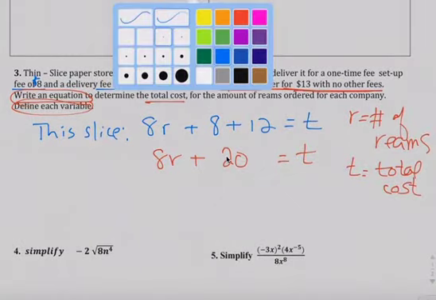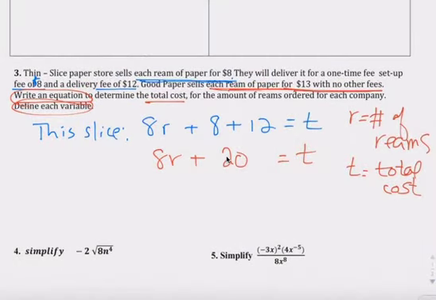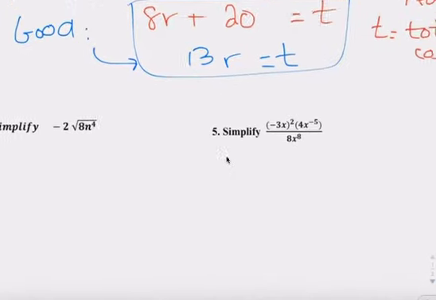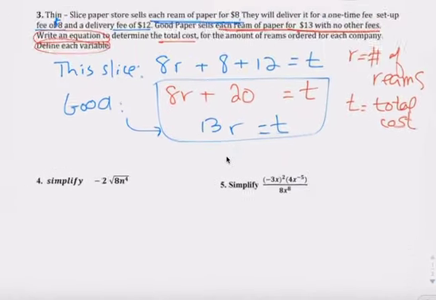And then the other company, Good Paper, is $13 for each ream. That's going to be their total cost. And that's how you write these two equations here.